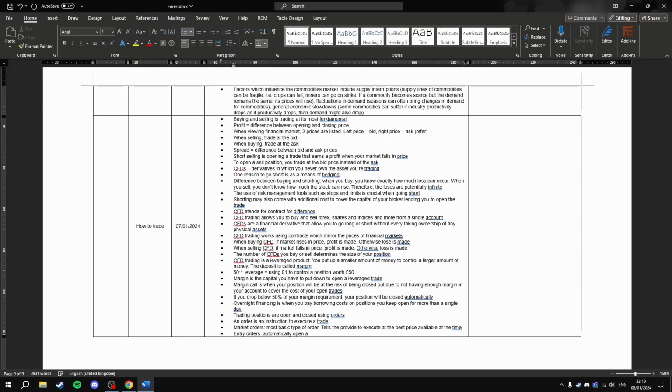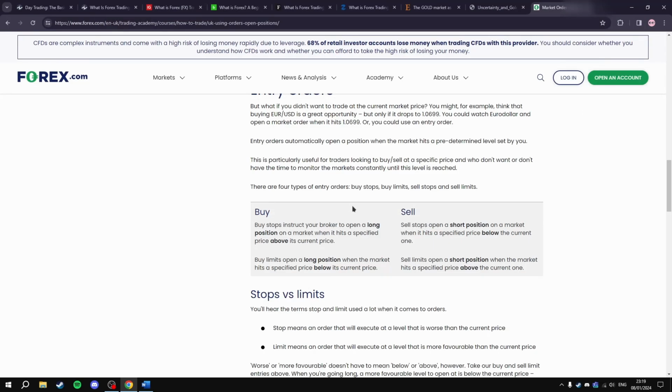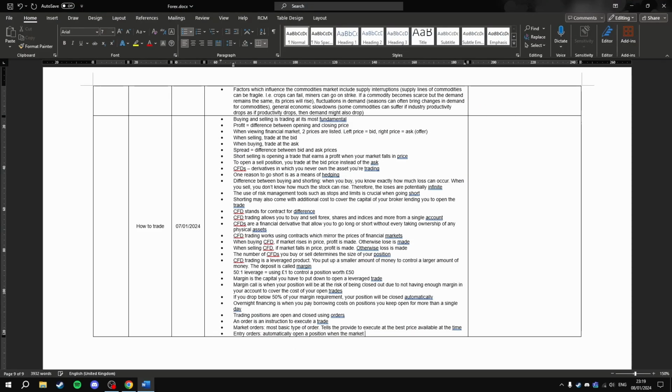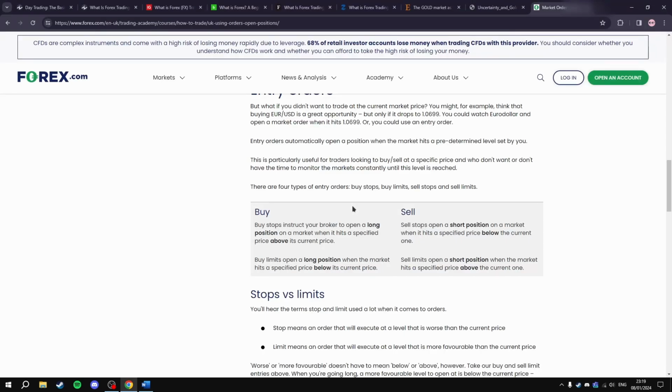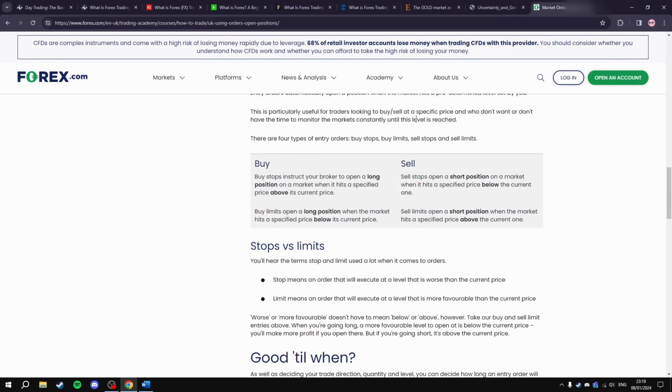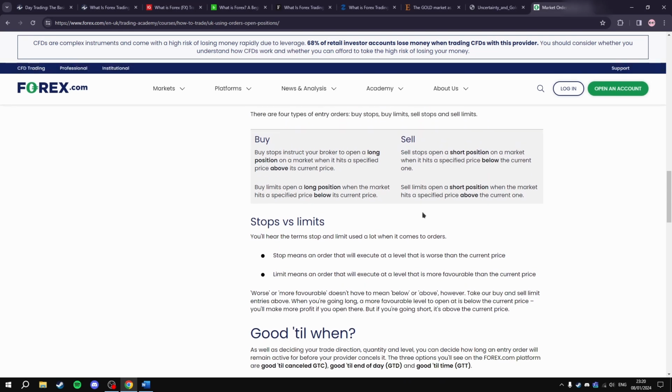Automatically open a position when the market hits a predetermined level set by you. This is particularly useful for traders looking to sell at a specific price and who don't have the time to monitor the markets constantly till this level is reached. There are 4 types of entry orders: buy stops, buy limits, sell stops, and sell limits.